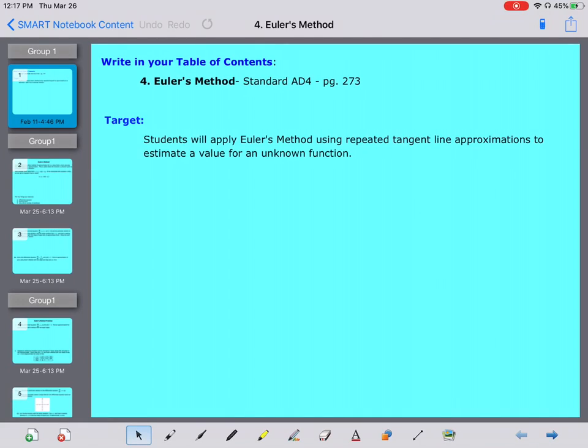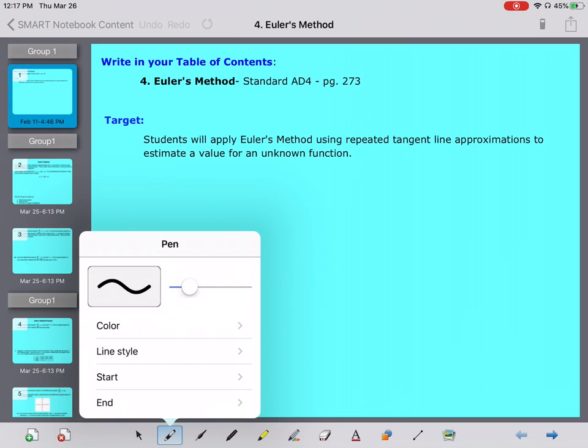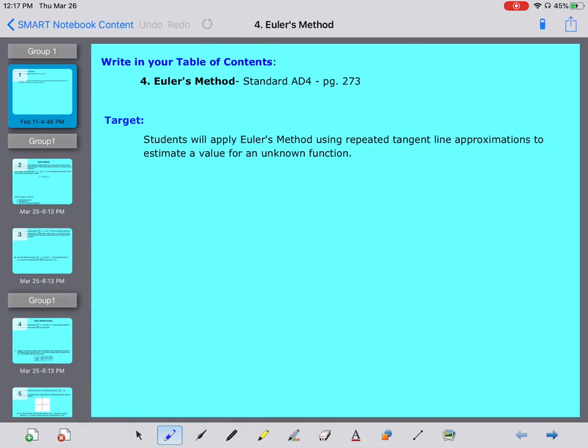This video is going to cover Euler's method. So we've learned two ways to approximate. We've kind of gone out of order, but we've learned two ways to approximate values for unknown functions. The first way that we learned was using what we call the tangent line approximation.